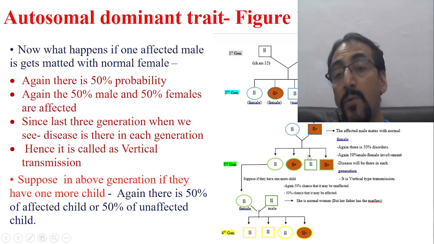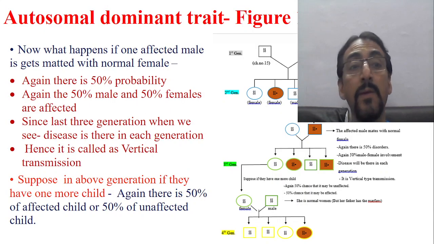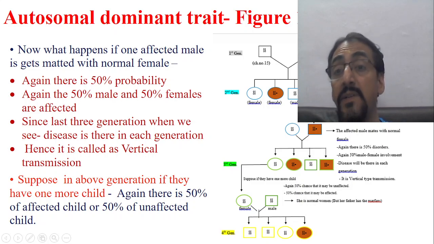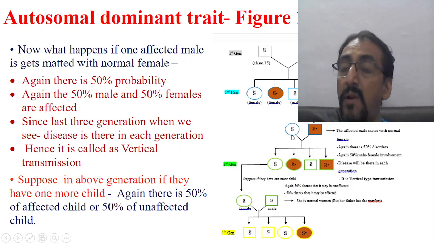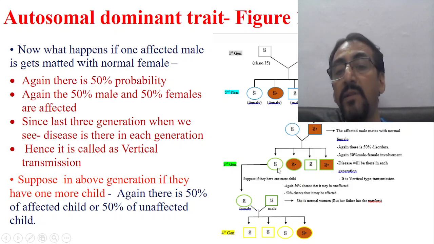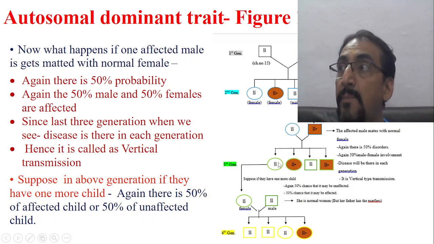Now, when you go to the third generation, what happens? Look here. In the second generation, one of the males is diseased. He will marry a normal female. This is the third generation. Now, if they have got 4 kids, again this is a possibility: one male is normal, one female is normal, one male is affected, and one female is affected. Again, the same rule follows.